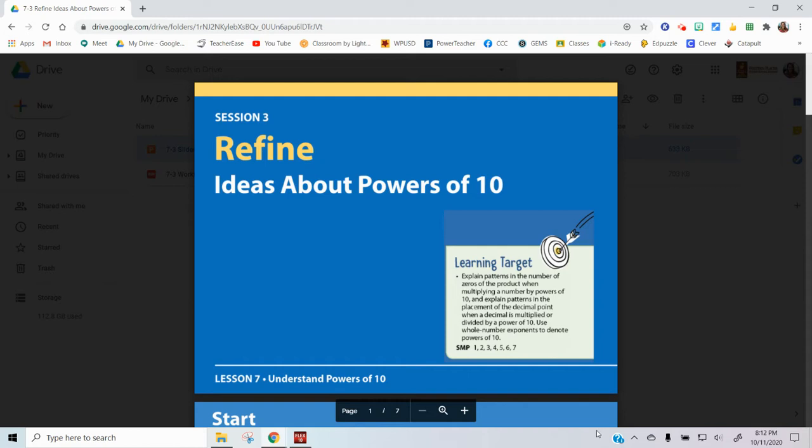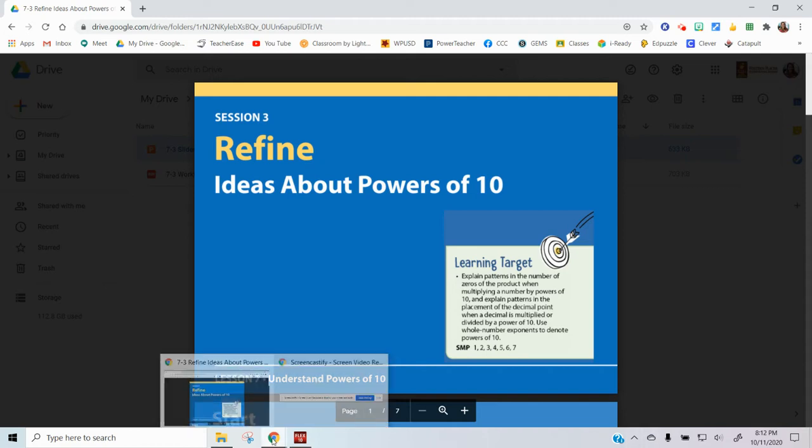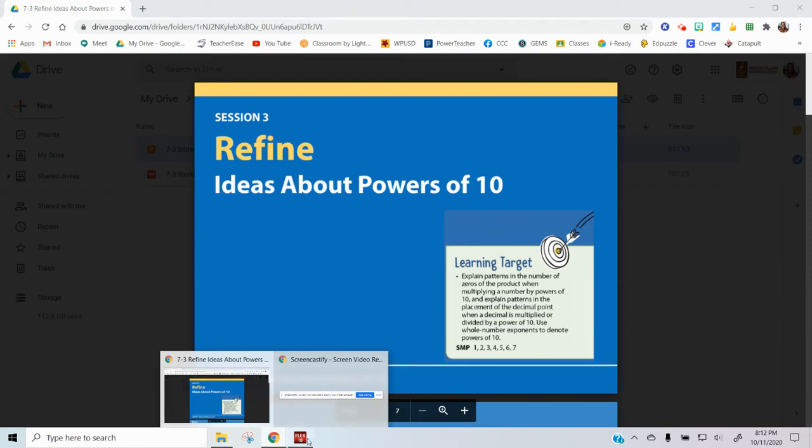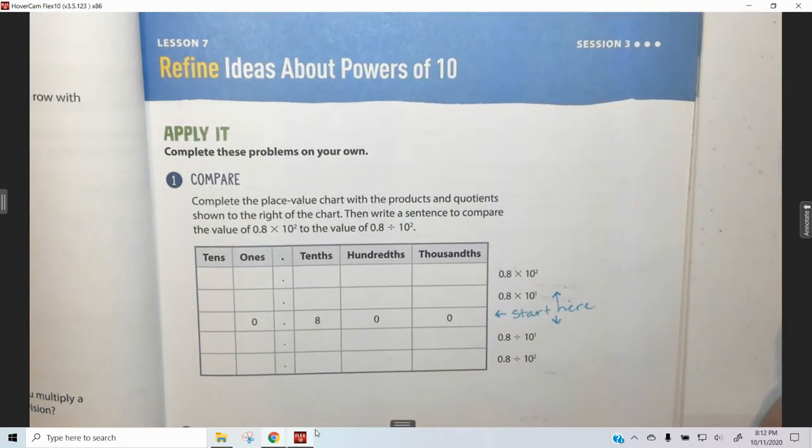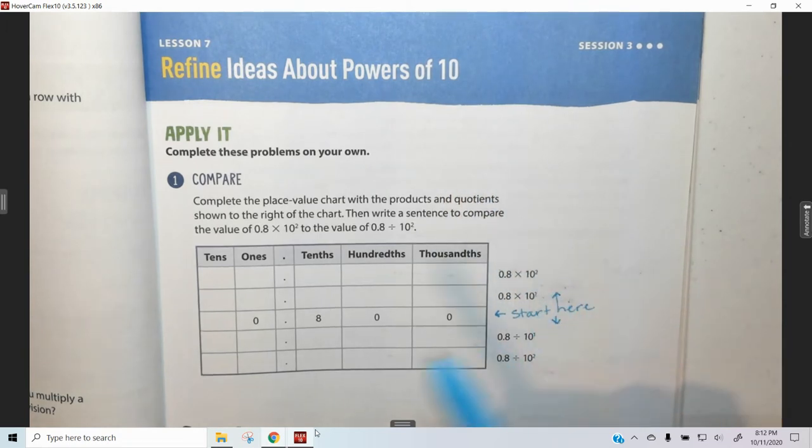This is the refined session, and today we'll be showing everything we know about multiplying and dividing by powers of 10. So go ahead and turn to pages 141 and 142 in your Ready Math workbook, and we will get going. So we're on page 141. There are only 5 problems today in the refined session.